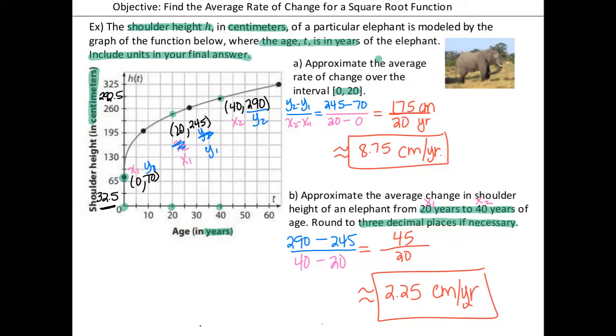All right, good job. So notice from the first 20 years of life, from 0 to 20 years, it's growing about 8 centimeters every year. But then from 20 to 40 years, that's another 20 years. In the next 20 years of this elephant's life, it only grows about 2.25 centimeters. Notice it starts to grow still, but slower. In the beginning, it grows really fast, and then in the next 20 years, it's still growing, but it's not growing as fast as it used to.